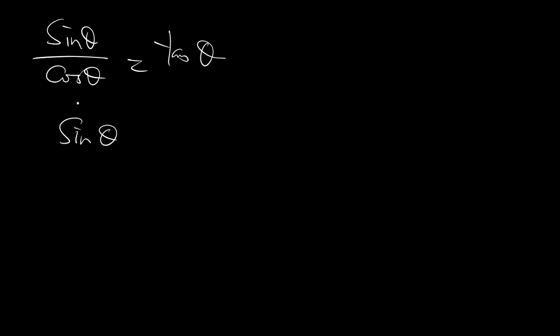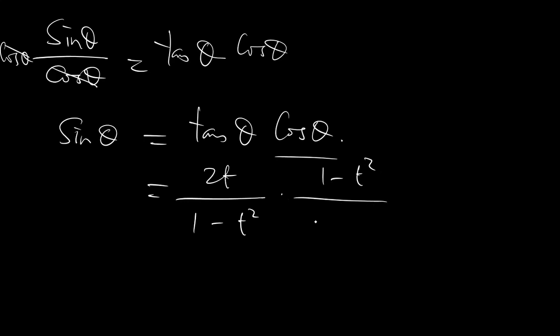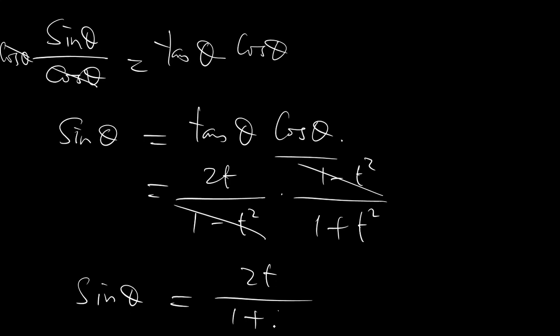Now, we have gotten our cos theta. So, sin theta divided by cos theta is equal to what? Tan theta. So if you multiply both sides by cos theta, this will cancel out. That means sin theta is equal to tan theta times cos theta. And tan theta is equal to 2t divided by 1 minus t square, times cos theta, which is 1 minus t square divided by 1 plus t square. So this will cancel out. You now have sin theta equal to 2t divided by 1 plus t square. And sin theta is also positive. So that is the final answer.